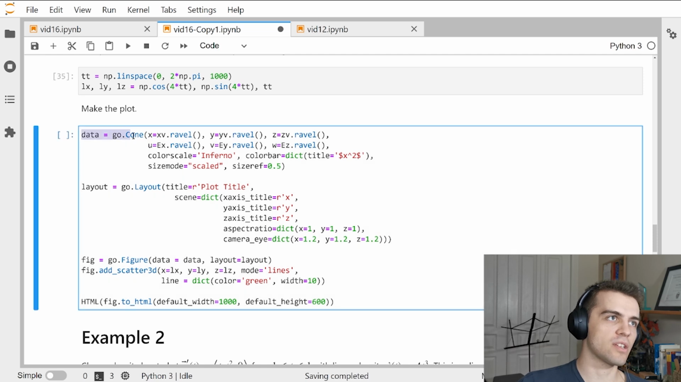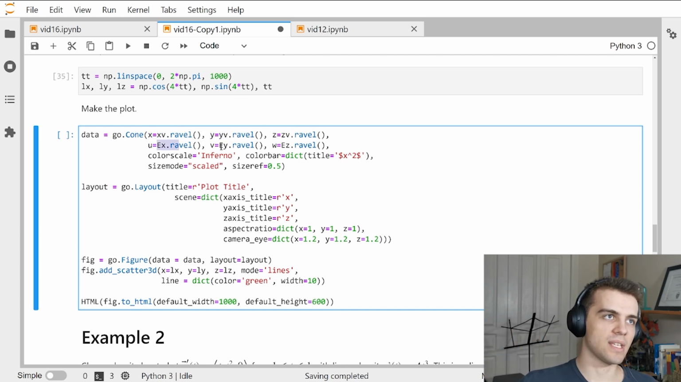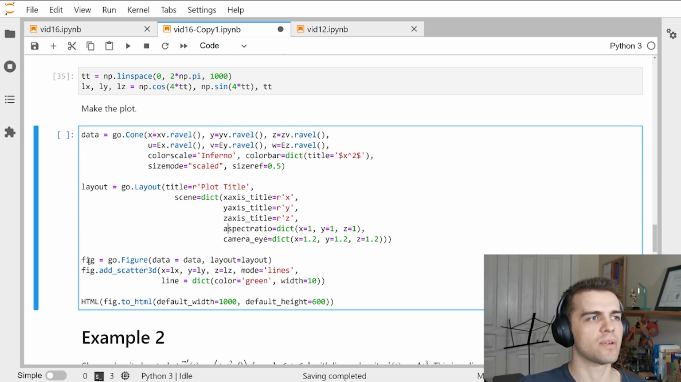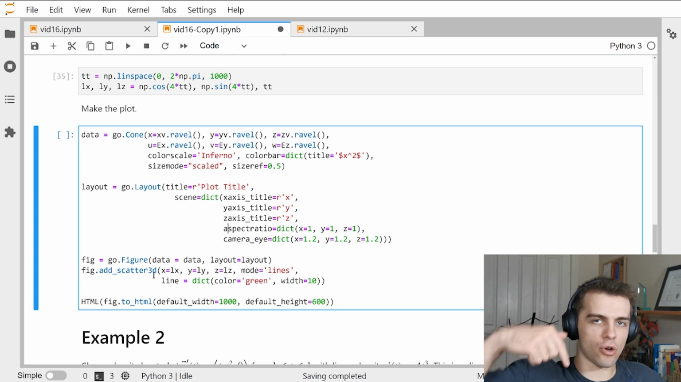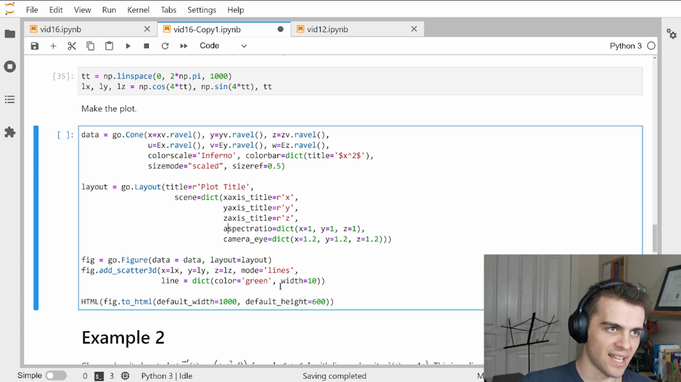So for my electric field, I use a cone plot. I have to give my mesh grids, and I unravel them using the ravel method. Same thing with EX, EY, and EZ. Everything has to be given in a 1D array. And there are arguments here that I recommend you look at. This is sort of how to deal with this. I also specify the layout of the plot here. And then I create a figure. And on the figure, I also add the actual charge spring itself, like this. And I add it in green so you can see it.